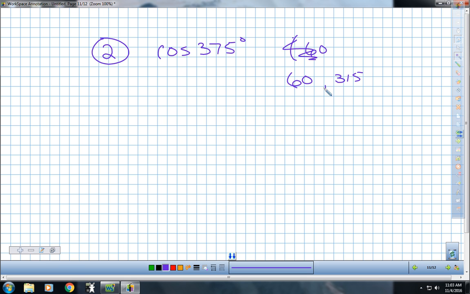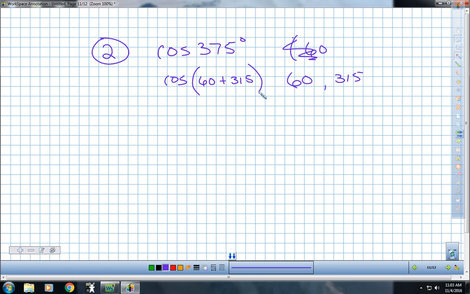Anybody come up with something else? Did anyone come up with another pair? Okay, well then we're just going to go with this. Okay, so I know that using 60 and 315, the cosine of 60 plus 315 is the same thing as the cosine of 375 degrees, correct? Okay, so I go to my friend the formula sheet.